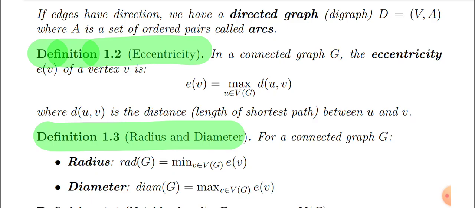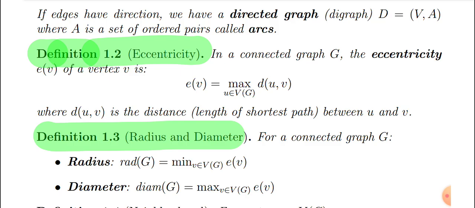Imagine you are running a server at vertex v. Its eccentricity tells you the worst-case time delay or latency required to send a message to any other node in the network. So for my vertex v, I find the shortest path to every single other vertex. And then I pick the longest one of those. Exactly. It's defined as the maximum distance from v to every other vertex u.